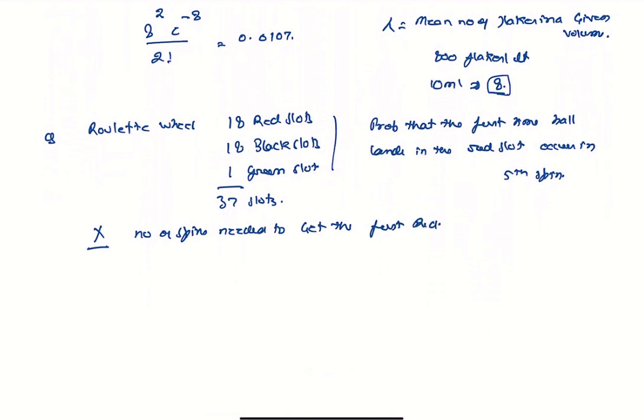Here we are interested in the first success. So thus it will have a geometric distribution. The number of trials needed to get the first success is the geometric distribution. The number of successes in n trials is the binomial distribution. So this is the number of trials needed to get the first success, so this is the geometric distribution.